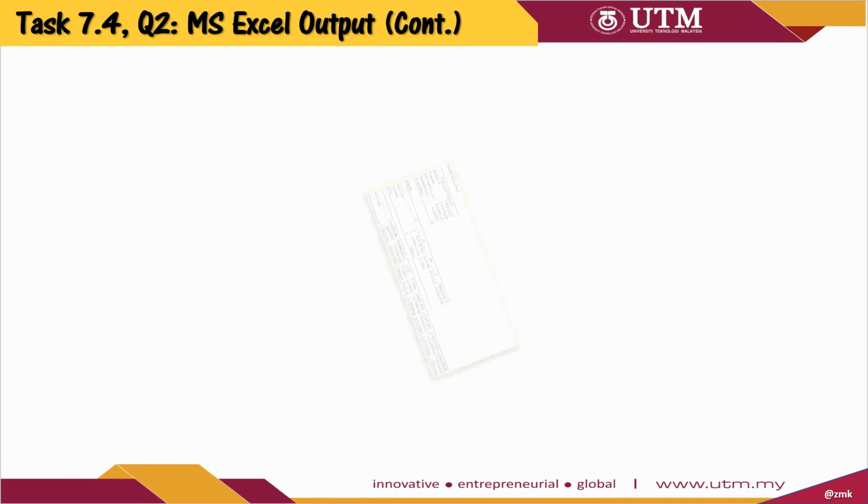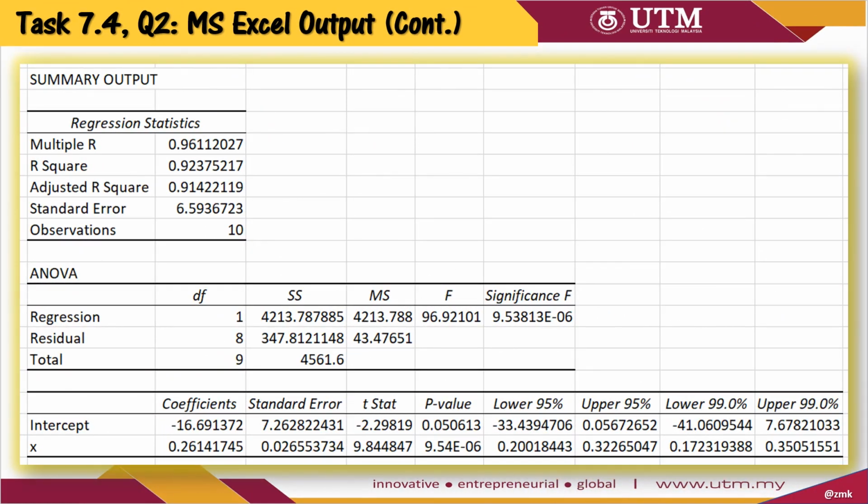From the Excel output on simple linear regression analysis based on sample data from task 7.4 question 2, let's learn what those values are in the output. You may want to check the sample size first to make sure that you have inserted the correct value of X and Y. So you should have 10 observations. So let's look at the sample size here. Well, it is 10, and in general this is n, which is the sample size. So we can proceed further from here.